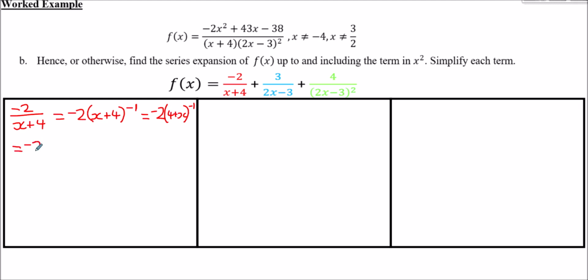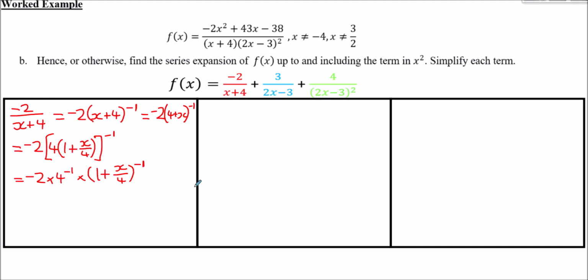So, right, minus 2. Now I'm going to factorise out this 4. So divide the 4 and the x by 4. 4 over 4 is 1. X becomes x over 4. So this thing here is all to the power minus 1. So that's going to give us minus 2 times 4 to the minus 1 times 1 plus x over 4 to the minus 1.